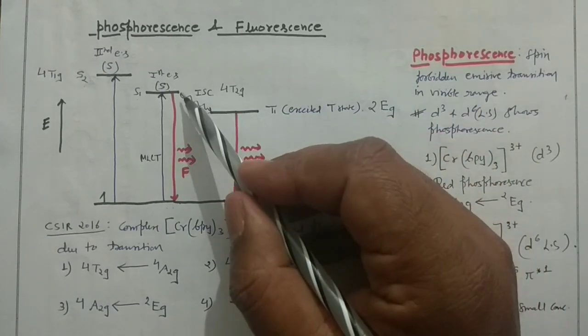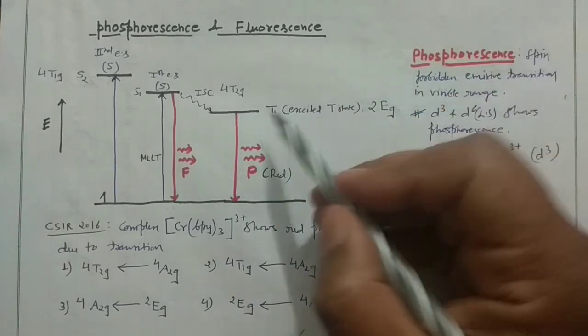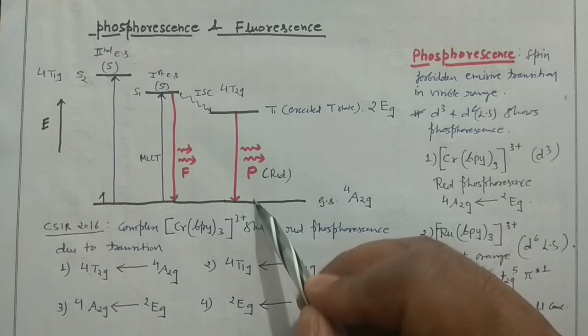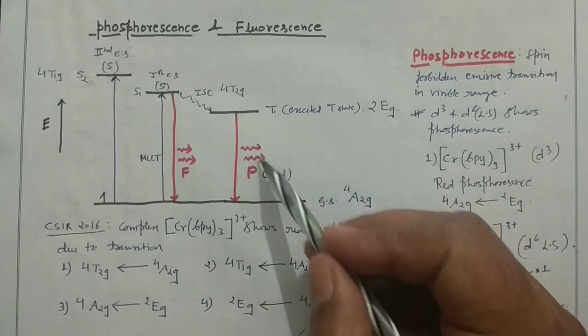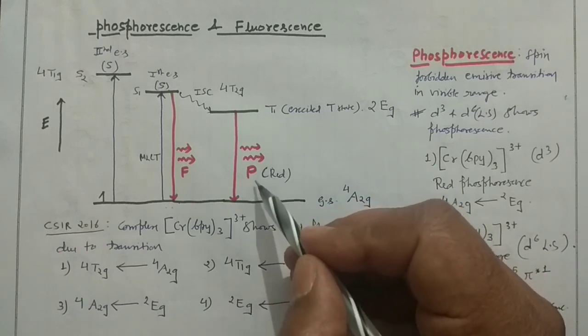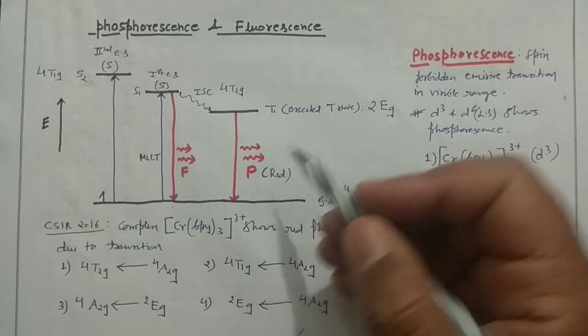And see, the electron will come here in the excited triplet state, and from this triplet state it falls back to the ground state. In this process it will also emit certain radiation. Then this process is known as phosphorescence. Okay, and most commonly known as red phosphorescence, right?